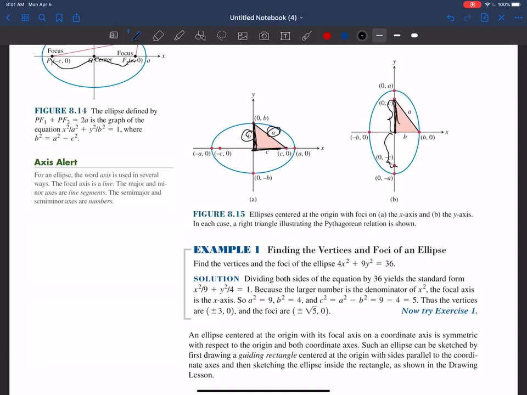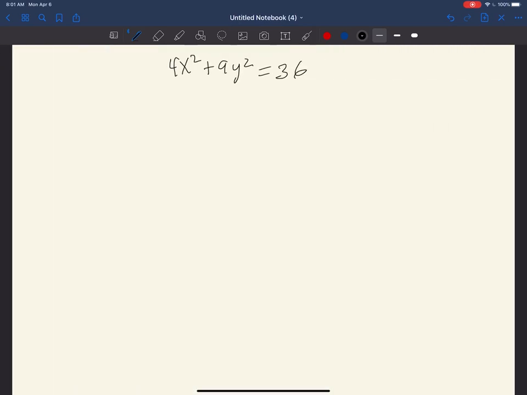So let's do one example. We're going to convert from this to the standard equation, and then we're going to practice how to find foci. So this is your first example. 4x squared plus 9y squared equals 36. Remember, we want our equation to be x squared plus y squared equals 1. So in order for us to make this equal to 1, we have to divide by 36. Whatever you do to the right side, you also have to do it to the left.